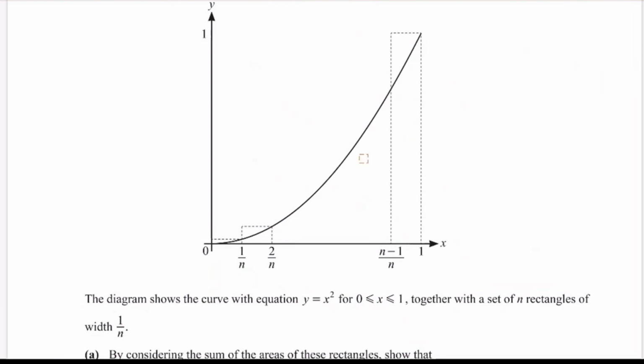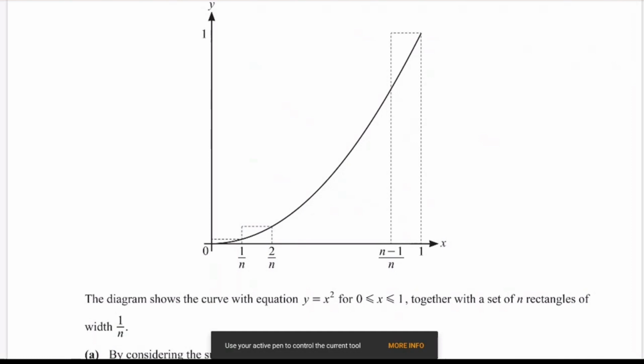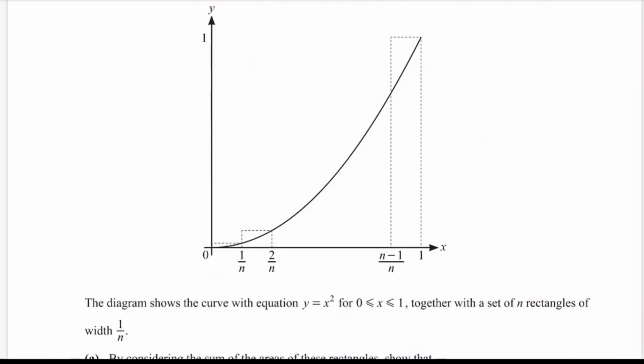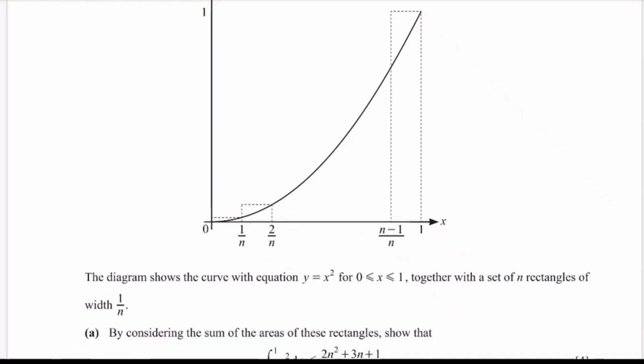Okay, so we can go through this together for now. This is the diagram that we see, and it has the equation of the curve, which is y is equal to x squared. We can see that there are n rectangles, and each of the rectangles has a width of 1 over n.